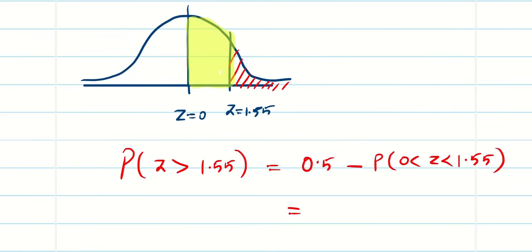1.55. Now you have to go to the normal table and find the value for 1.55. It is going to be 0.4394. So the answer is going to be 0.0606. So the probability of bulbs exceeding 1250 hours is very, very low, 0.06, that is 6%. This is the conclusion, guys.